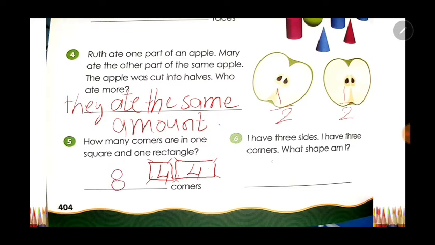Number 6. I have 3 sides. I have 3 corners. What shape am I? Let's draw 3 sides and we have to figure out what this shape is. 1 side, 2 sides. We still have the third side. What do you call this shape? Perfect. It's a triangle.